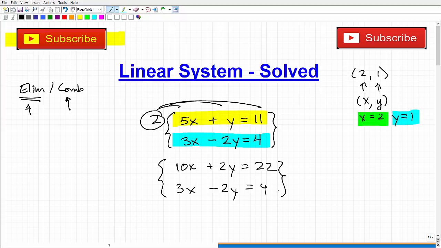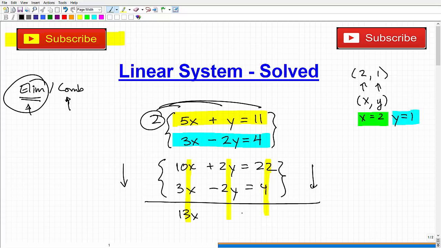Now, hopefully you notice something here. I'm going to go ahead and combine now. I'm going to use that first rule that I told you we can do by sandwiching these together. When I sandwich these together here, what's going to occur? Well, I get 10x plus 3x is 13x. And out of the y's, I get a positive 2y plus a negative 2y is 0. I just eliminated the y variable. Equals 22 plus 4, and that's 26.